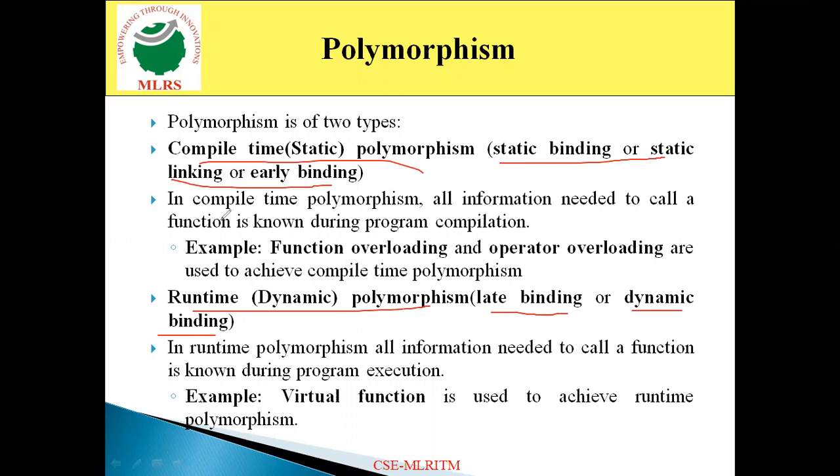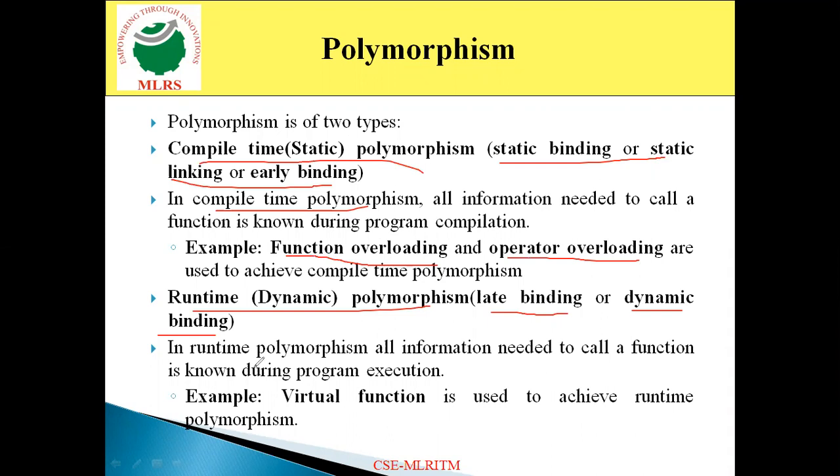Look at compile time polymorphism first. In compile time polymorphism, the entire information is known before the program is executed. That indicates that at the time of program compilation, it comes to know which function is going to execute. The best examples are function overloading and operator overloading, which are used to achieve compile time polymorphism.